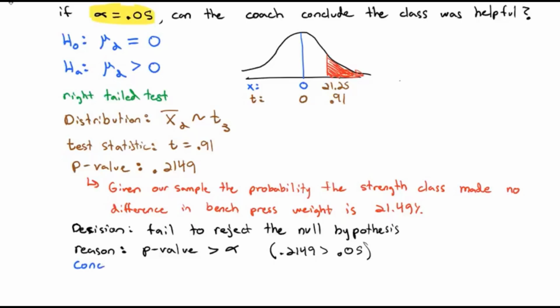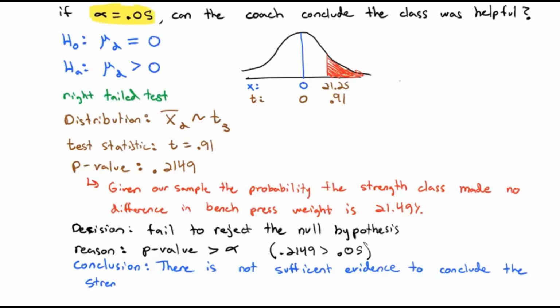And so for our final conclusion, we will state that there is not sufficient evidence. And then we state the alternative hypothesis in context to conclude the strength class increased bench press weights.